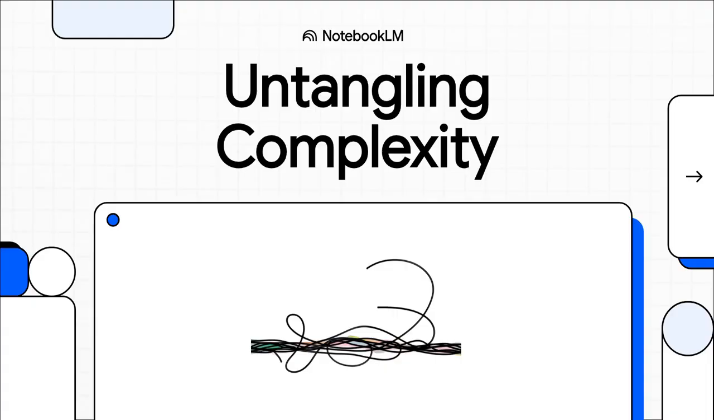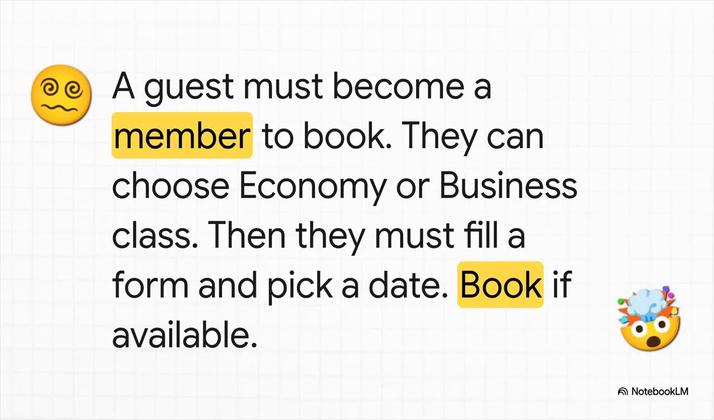Let's get into it. Okay, so take a look at this. This is a pretty standard description for something like a flight booking system. Now, just try to imagine you're a developer or maybe a project manager, and this is what you have to work with. It's messy. You've got conditions, different user paths, steps that feel out of order. This is exactly the kind of thing that causes confusion, mistakes, and major delays.